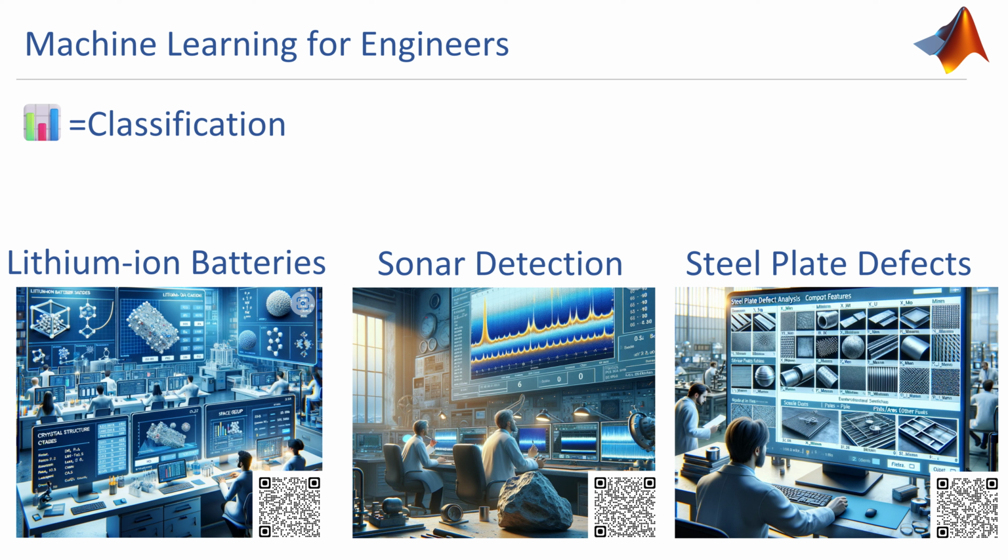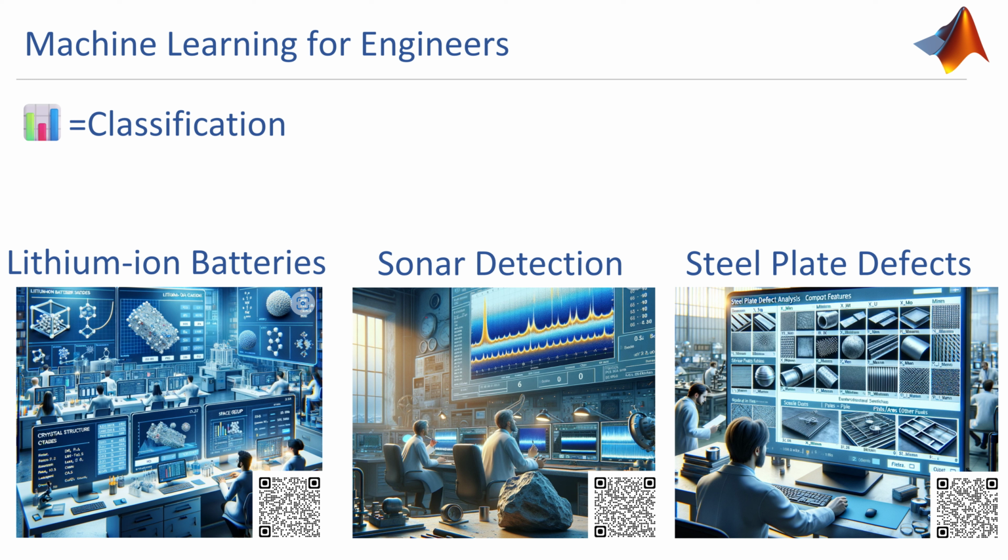So let's look at some of the classification case studies. We have lithium-ion batteries: being able to predict crystal structure based on the chemical elements that you put into the battery. You also have sonar detection: being able to detect objects underground, like a pipe or a tunnel or something like that, just by sonar.